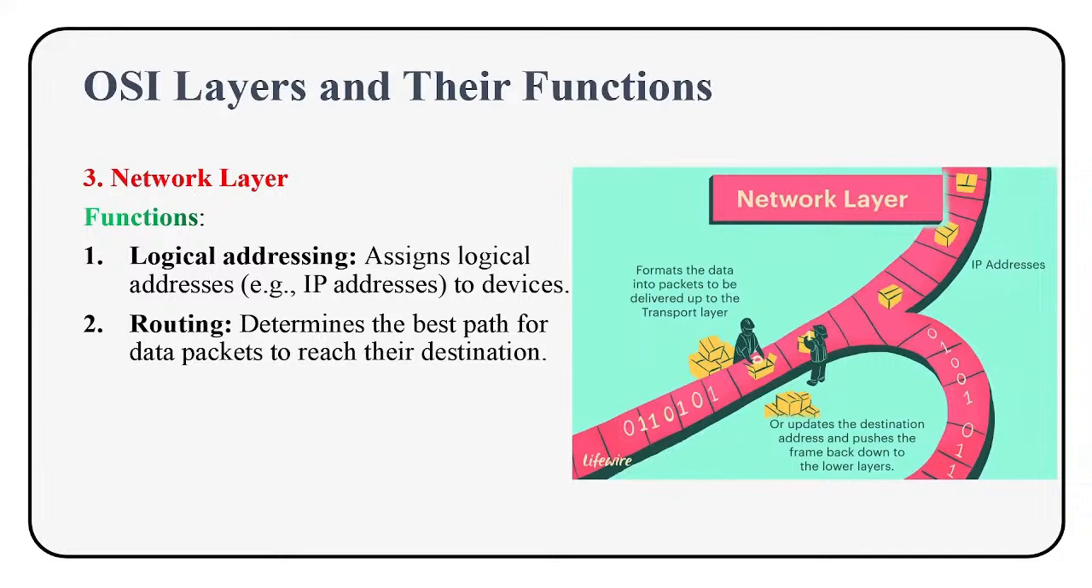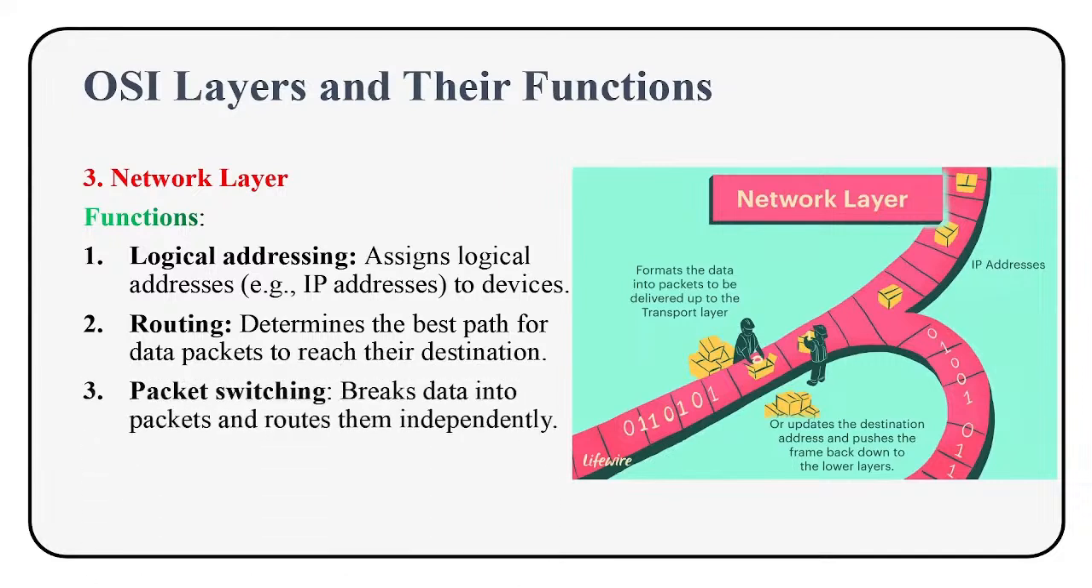So simply it will be decided from where the data will be transmitted to where. Packet switching, it breaks the data into packets and routes them independently. So packets will be prepared in the network layer only. In the network layer, the packets will be prepared, the addresses will be written on them, and then it will be routed to their designated addresses. And the devices which are used on the network layer are simply the routers.